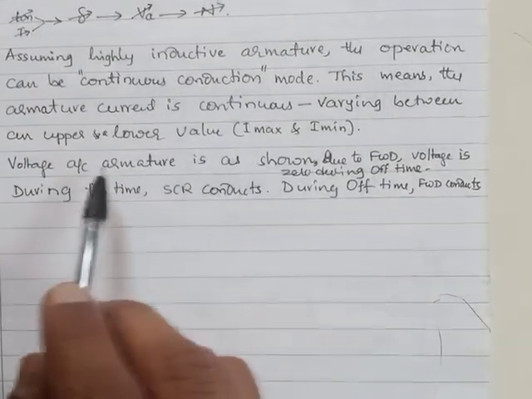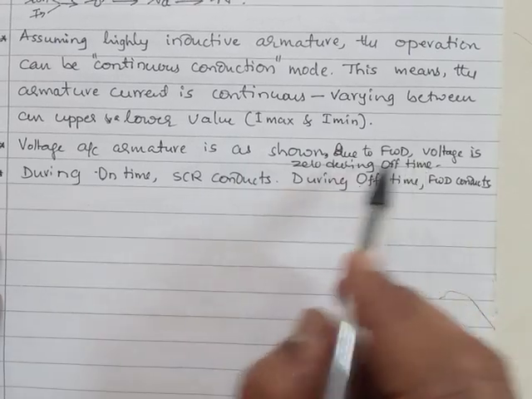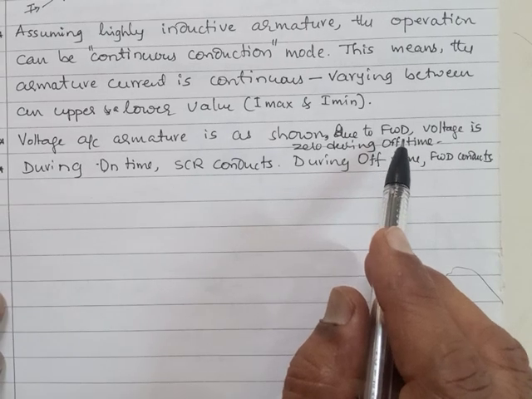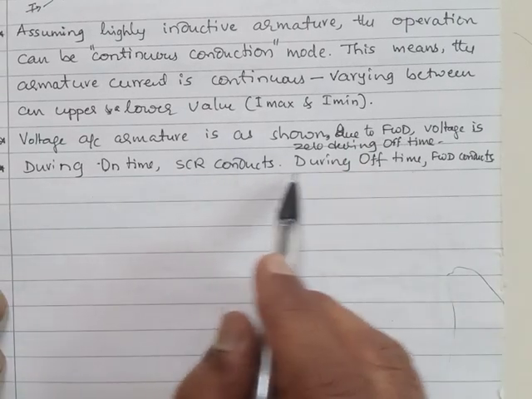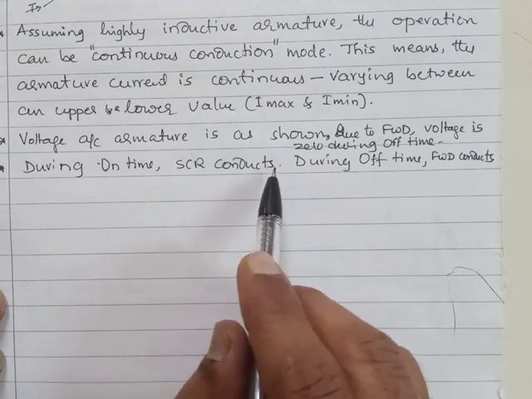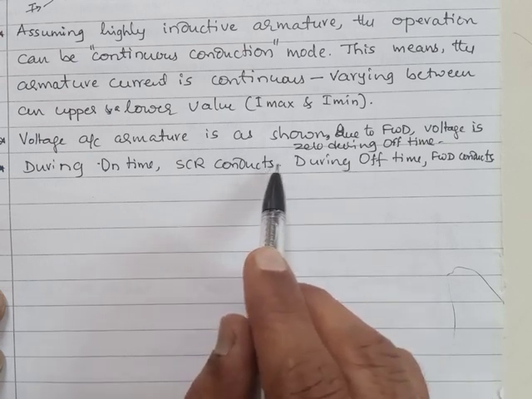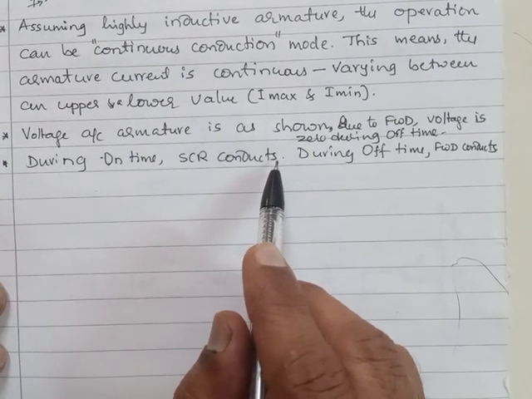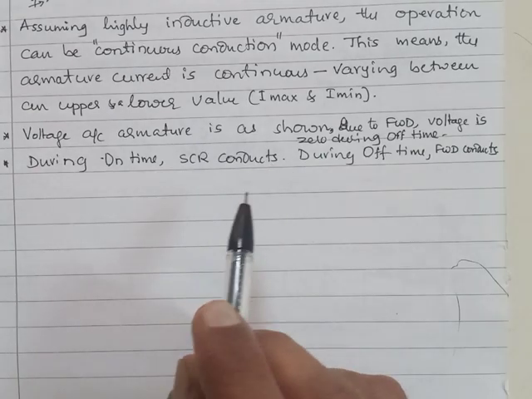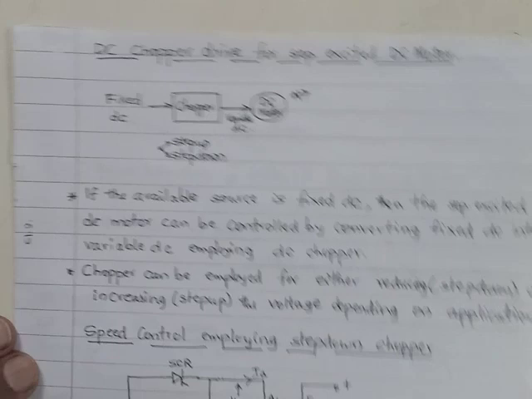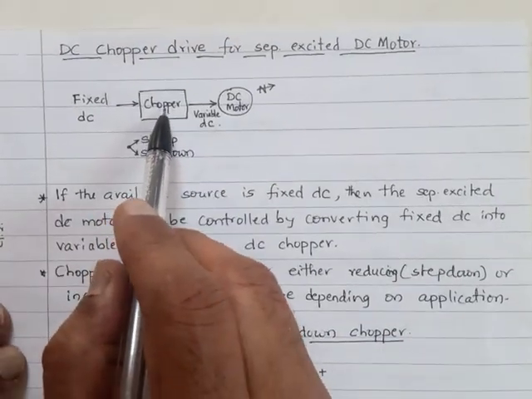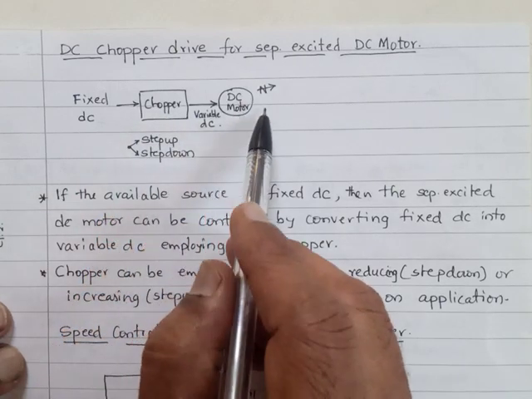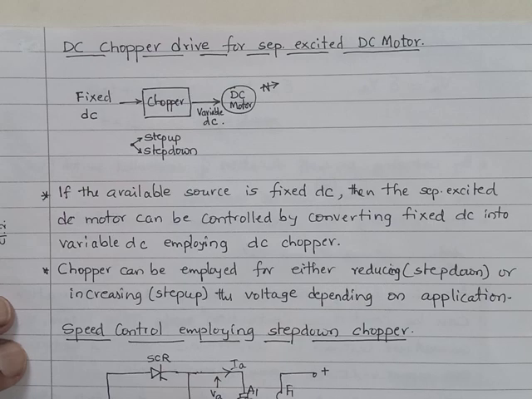Now here, the voltage across the armature is 0 during off time when the freewheeling diode is conducting. That's what we saw there. And during on time, the SCR conducts, and that time the current will be increasing in nature, and the voltage across the armature will be the supply voltage itself. So like this, by using a power conditioner, which is a chopper, which is a DC converter, we can control the DC motor speed.